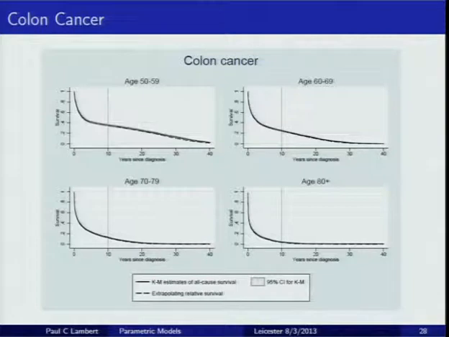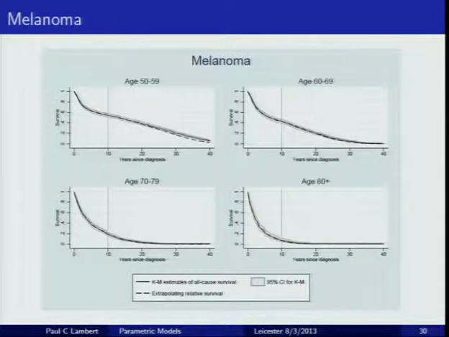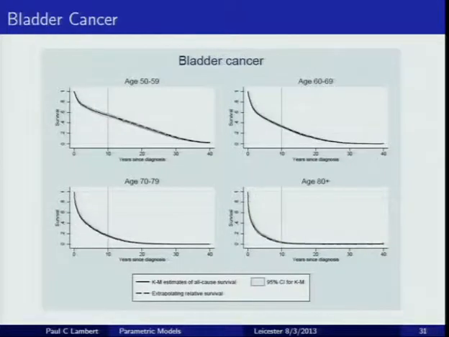You can see some smaller differences for this younger age group. For the younger age group, we tend to have fewer patients, and we're having to extrapolate for longer. And then some other cancers, we have breast cancer, again, pretty good extrapolations, not perfect for the younger patients. And then we have melanoma, again, pretty good, and bladder cancer.